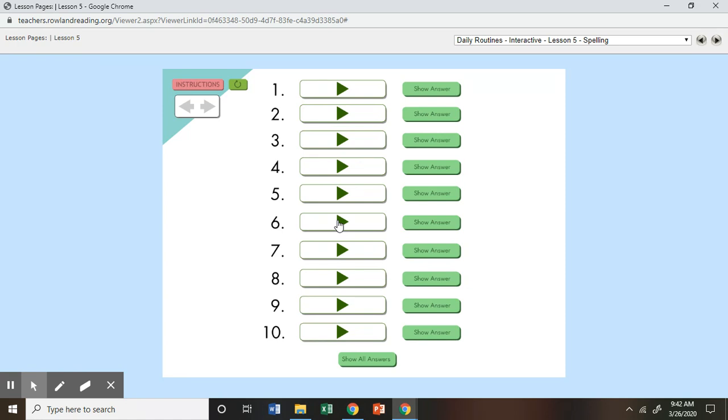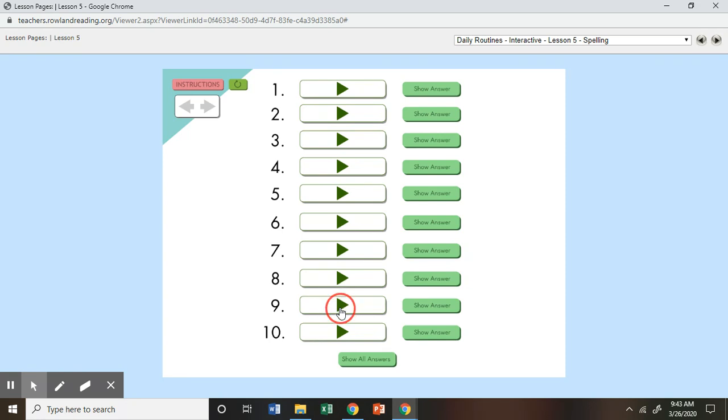Compound word. Number 7. Basketball. Have you ever played basketball? Basketball. Another compound word. Make sure you're taking your time. Hallway. We heard a noise in the hallway. Hallway.